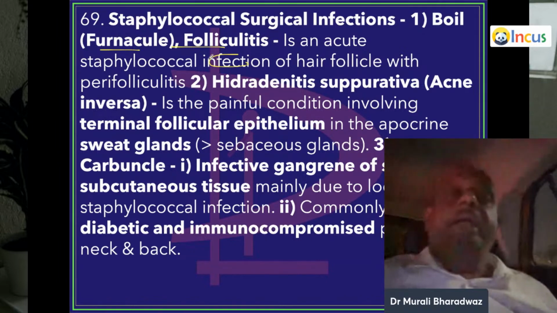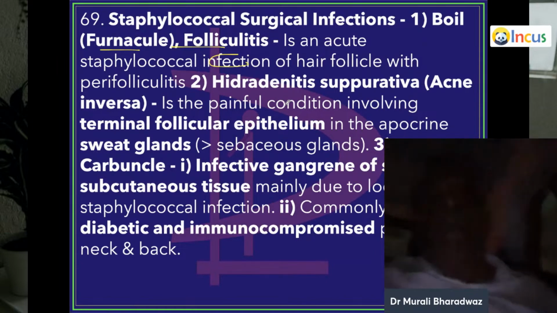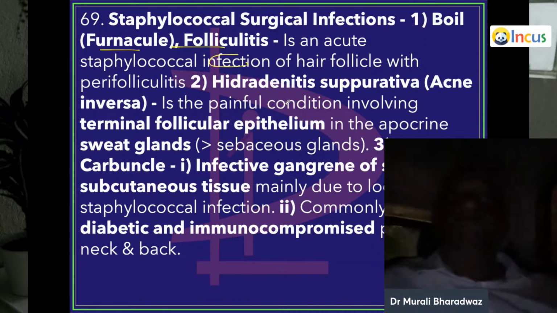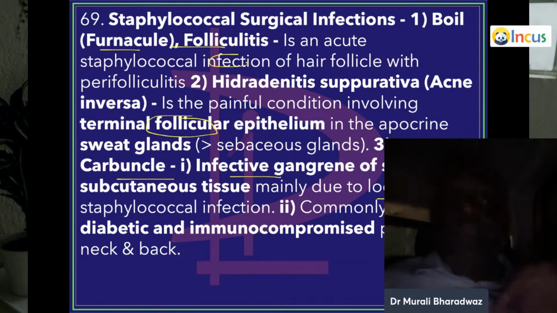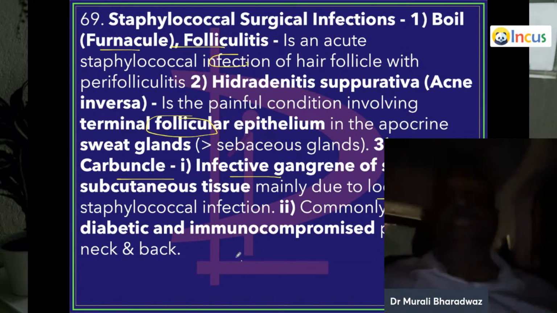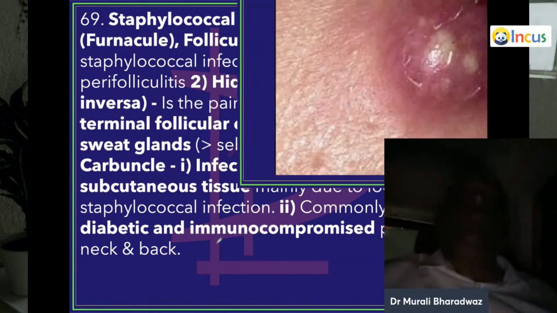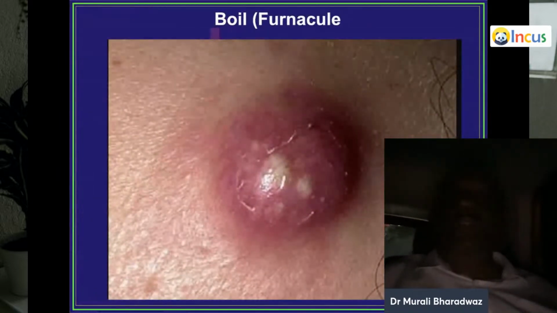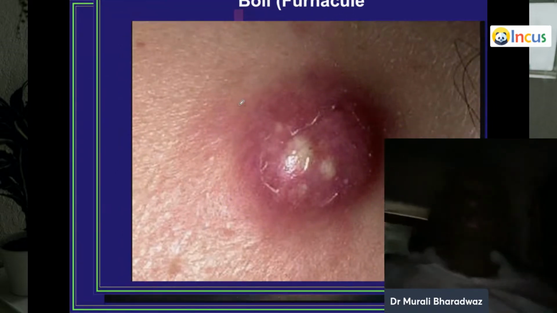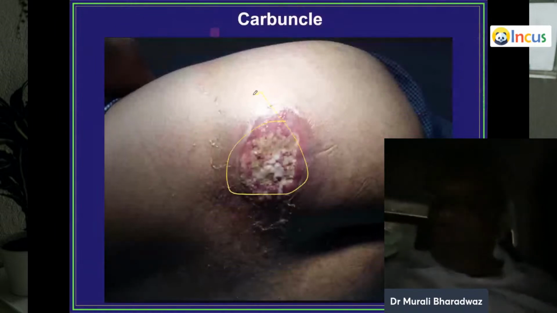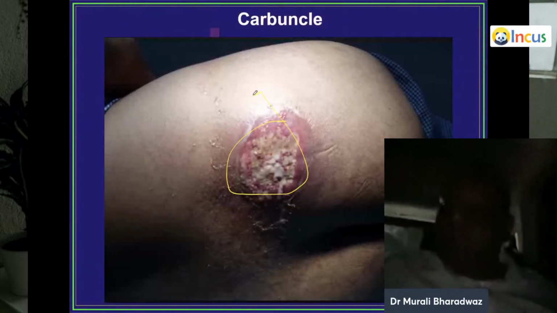Now, hidradenitis suppurativa. It is also painful. Follicular epithelium in the apocrine sweat glands is affected. Then carbuncle. It is the infective gangrene of the skin, mainly due to localized staphylococcal infection, seen in diabetics and immunocompromised patients. So this is an example of a boil, which is furuncle. This is an example of the carbuncle.